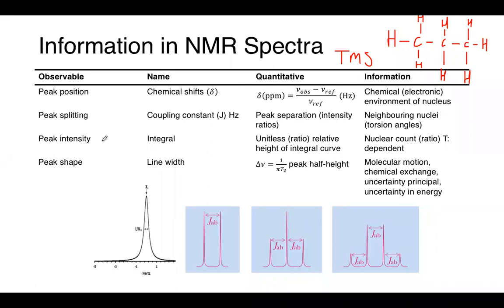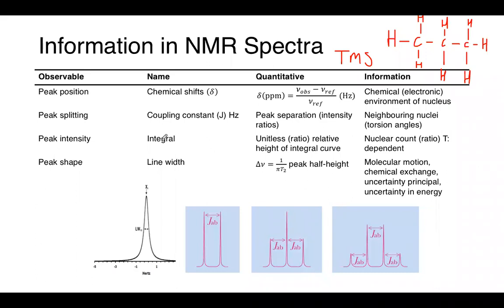Then the peak intensity. To be honest, these two names and these two observables are kind of interchangeable. Usually what we're getting here is the integral of the area. So relative to the area of the peak, we can get the number of atoms that it corresponds to.